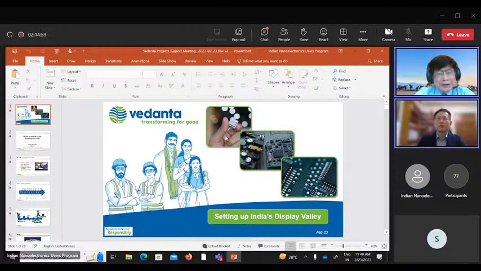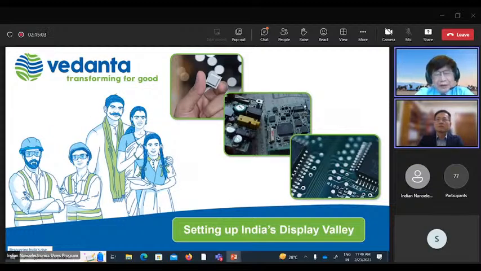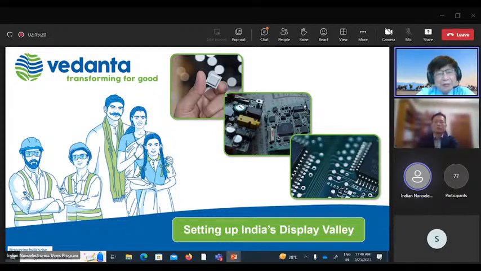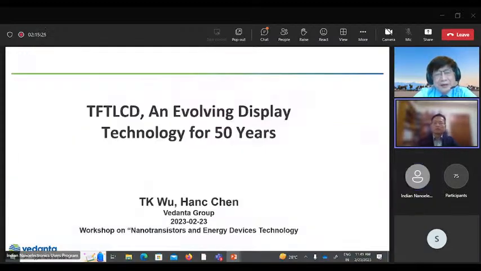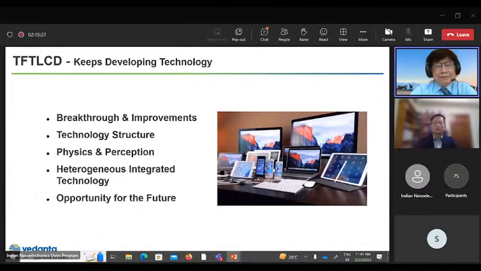Good morning and good afternoon. There are very few electronic technologies not being obsolete after 50 years. Silicon semiconductor is one, and the TFT LCD is another one. In this talk, we are going to investigate this. Next slide, please.